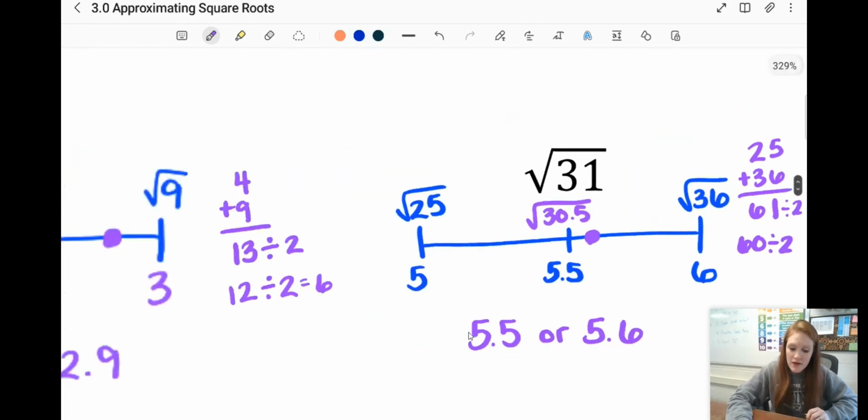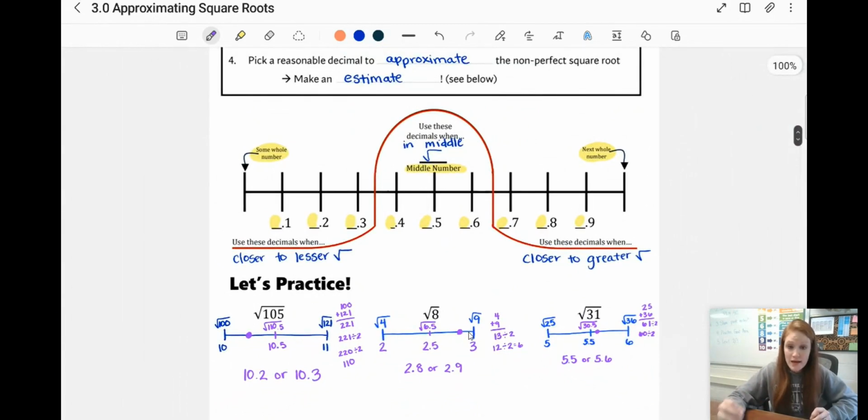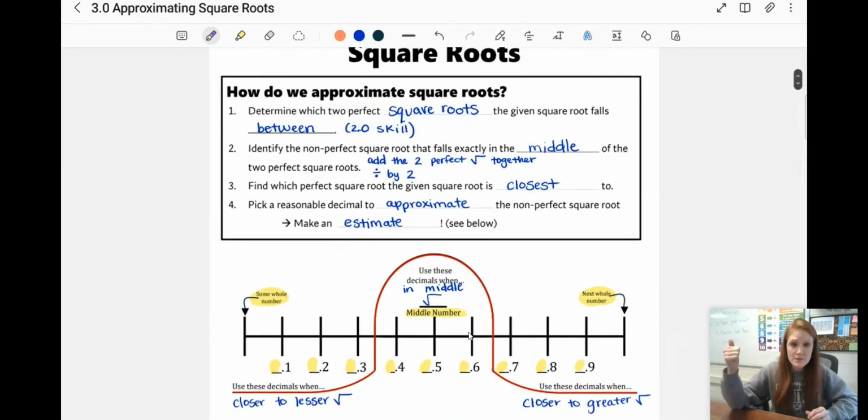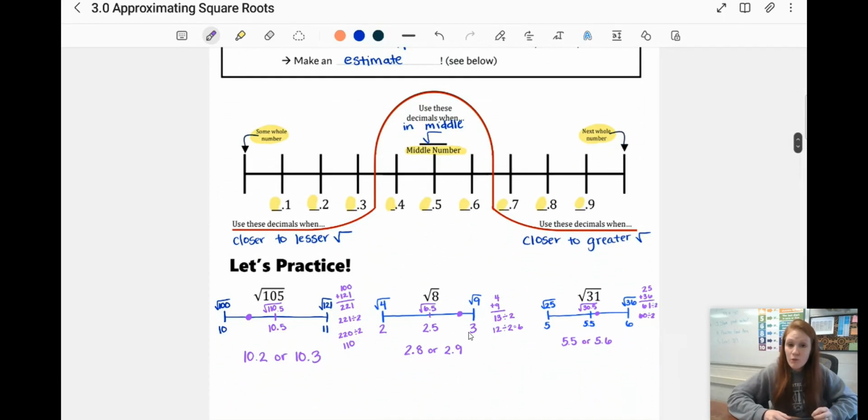Okay, so there is your skill of being able to approximate a non-perfect square root to a single decimal point. You've got your steps of your 2.0 skill, finding the middle, finding where it's closest to, and then making that estimate with decimals. Okay, you're going to practice with some whiteboard practice, and then tomorrow will be a day of practice in class, and we will wrap up with a skill check on this skill.